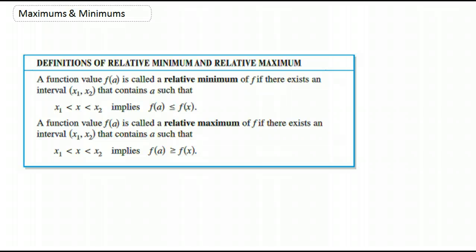Other useful information from graphs are relative minimums and relative maximums. We say that a value f of a is called a relative minimum if there exists an interval from x1 to x2, with a in the interval and x1 less than x2, such that f of a is less than or equal to f of x. In other words, f of a is the lowest y value of any y value on that interval. And the relative maximum means that f of a is the largest y value of any y value on that interval.